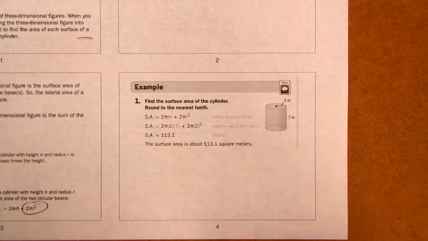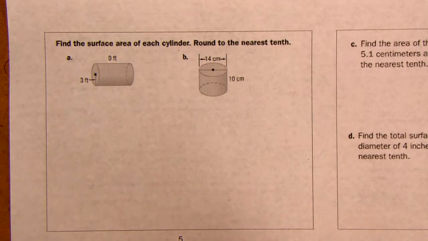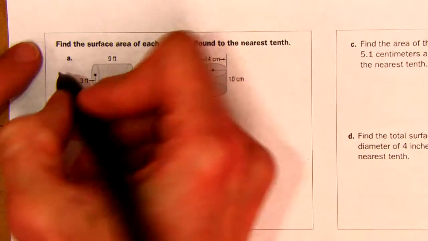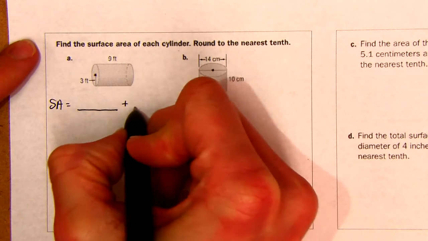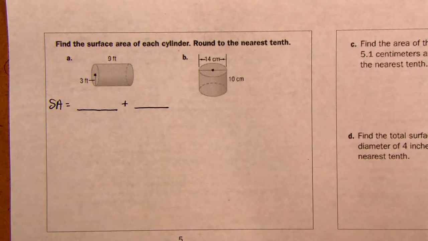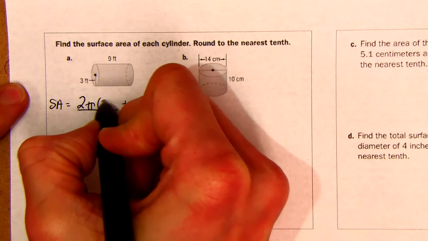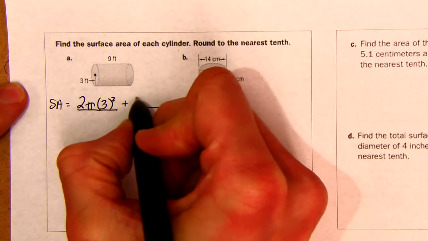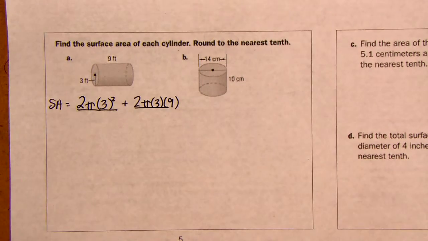Now on your worksheet, I've got specific blanks for you. It starts out like this: surface area equals a blank plus a blank, because remember, we have two circles plus a rectangle. So 2 pi radius squared plus 2 pi radius times height. And I know that one's laying on its side, but its height is 9. This is now an exact answer. I want you to leave these in terms of pi.